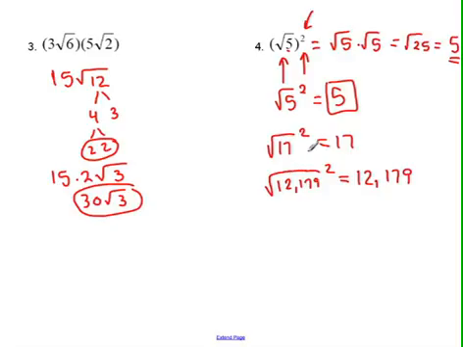So there's really not any work that needs to be shown. If you don't want to, you can basically just say, hey, the square root and the square undo each other. These are my answers right here.